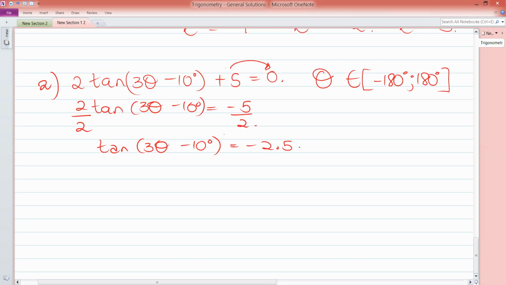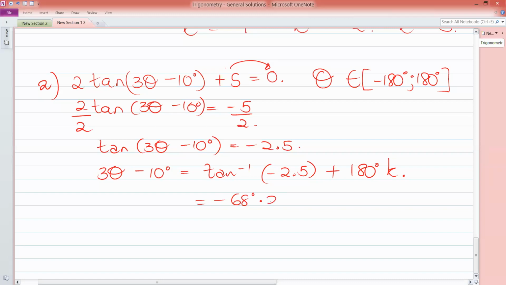The next step, inverse tan both sides. So 3 theta minus 10 degrees equals inverse tan of negative 2 comma 5 plus, remember for tan, your period is 180. So inverse tan of negative 2 comma 5 is negative 68 comma 20 degrees, plus 180K. Then you were subtracting 10, so by inverse operations you add 10 to negative 68 comma 20. You end up with negative 58 comma 20 plus 180 degrees K.